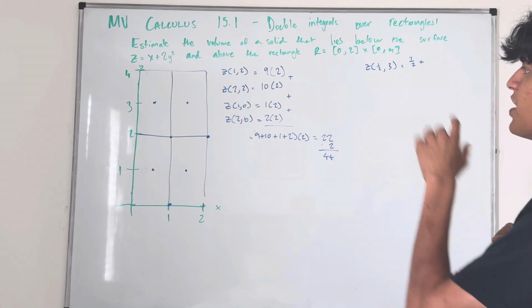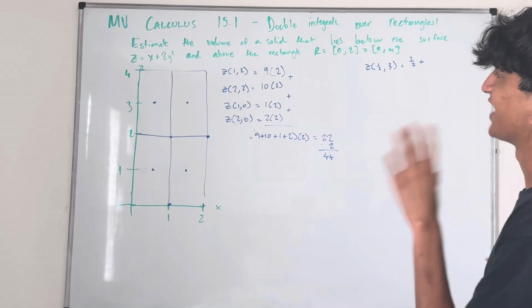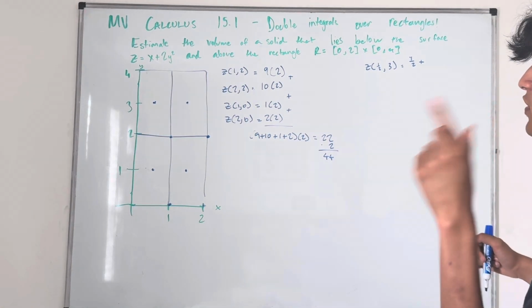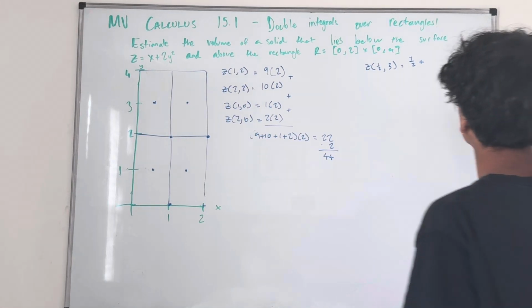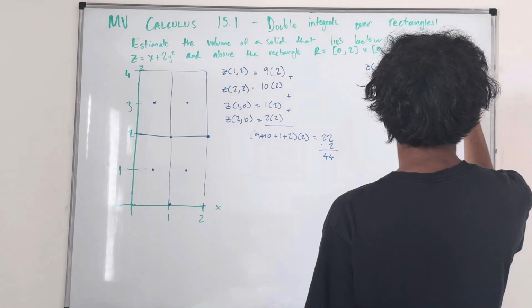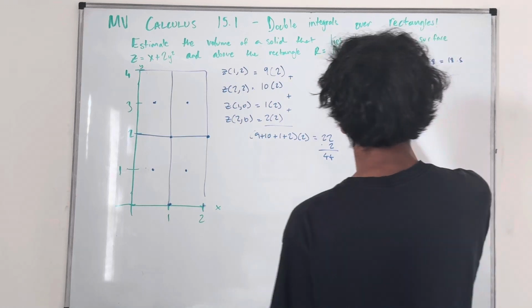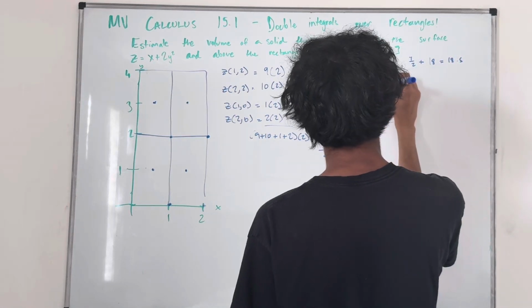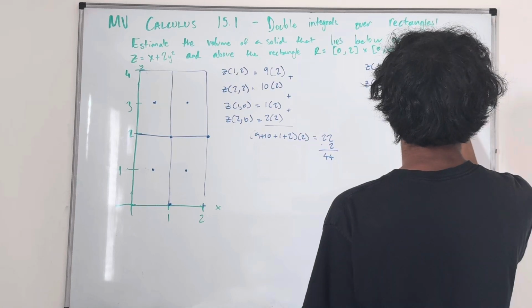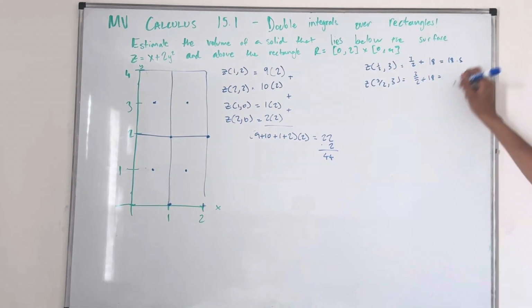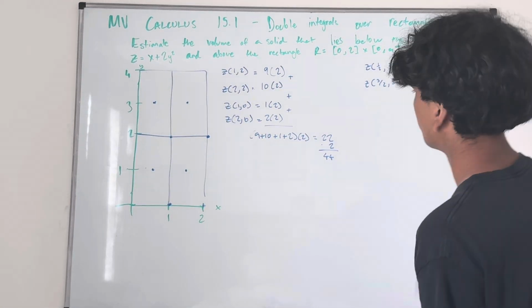Wait, what? Why did my brain just fart? 3 squared is 9, times 2 is 18, plus 1/2 is 18.5. So I'm going to say that equals 18.5. Then I have z of 3/2, 3 this time. So this would be 3/2 plus 18, which would be 19.5, which I'm just adding 1.